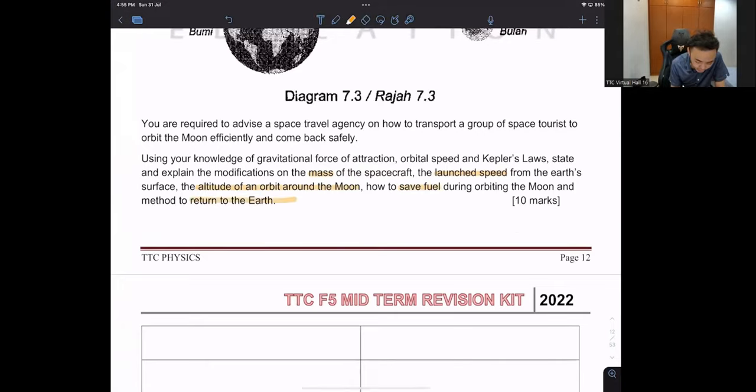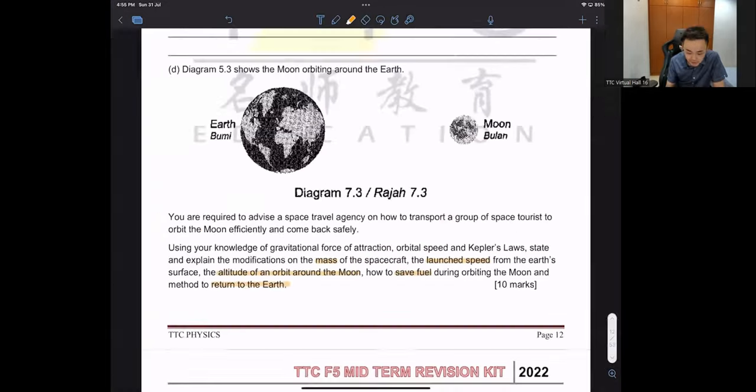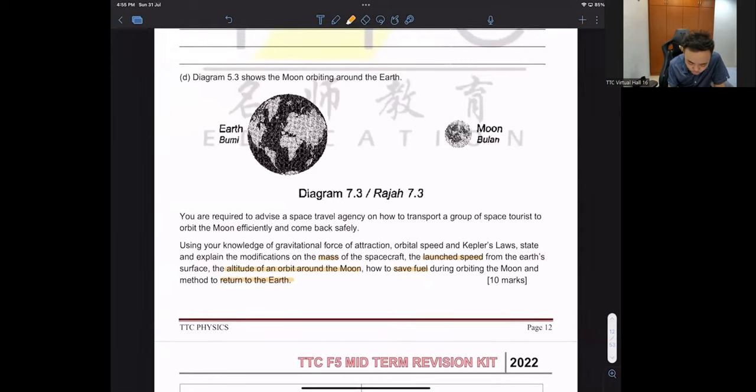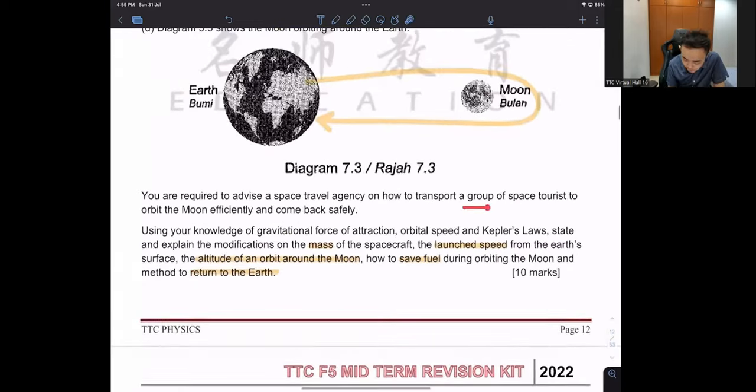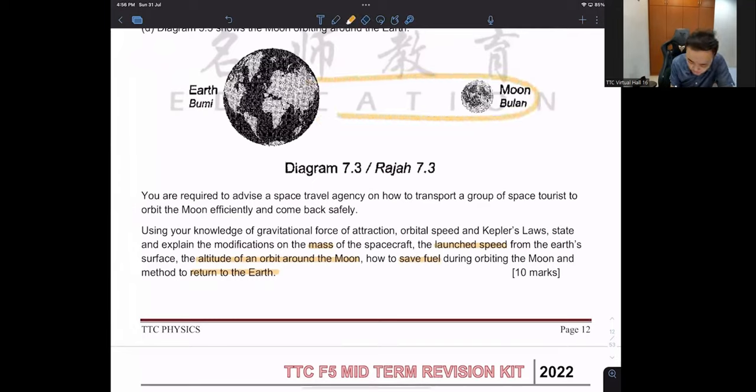then return to Earth. So what they are doing, basically, from here you shoot a rocket and then come back. This is the idea of traveling. Orbit, you see, a group of space tourists to orbit the moon effectively and then come back safely. So the idea of traveling in space is just like that. You launch a rocket from here all the way, go around the moon, and you come back. While you're orbiting here, you basically have a look at the moon and then come back. That's the thing they're doing.